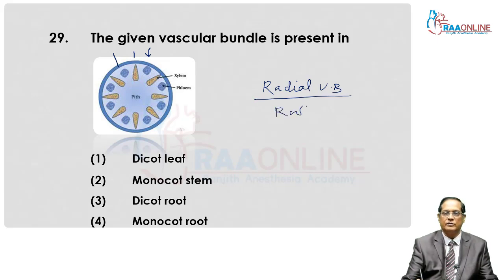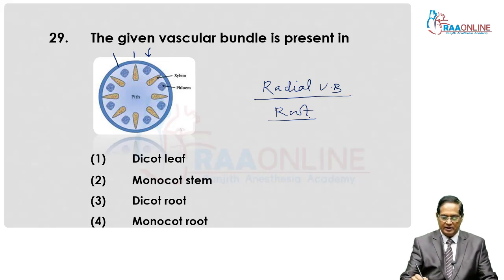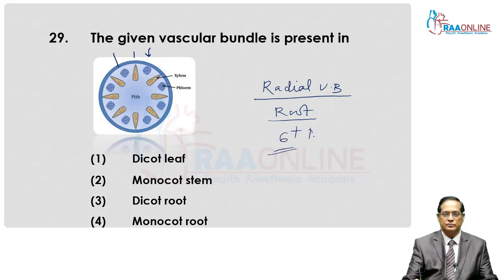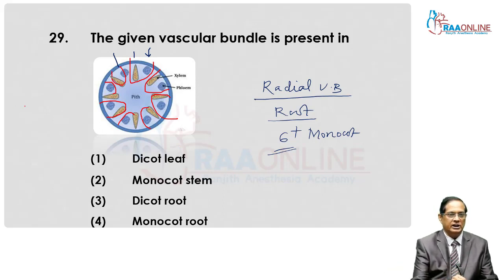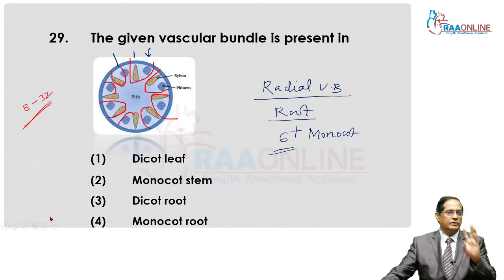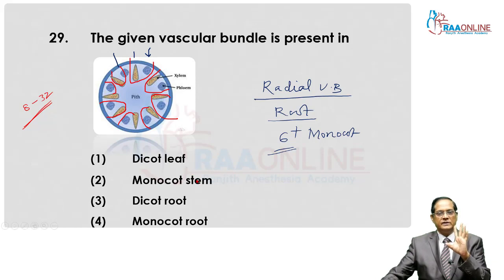Radial vascular bundles are found in root. Second, if the vascular bundles in root are more than 6, then it is monocot root. Less than 6, dicot root. See this one: one xylem, one phloem, one bundle. This is bundle number 2, 3, 4, 5, 6, 7, 8. Generally in monocot root, radial vascular bundles are 8 to 32 in number. So no chance of leaf, no chance of a stem.